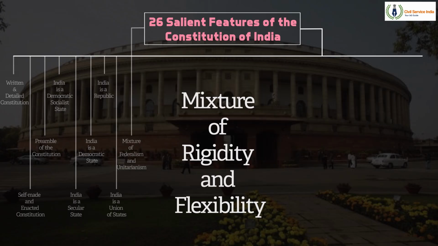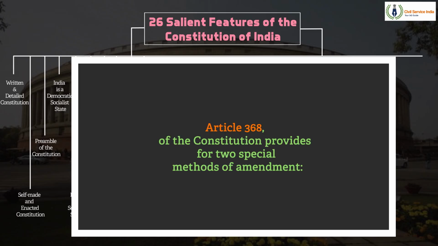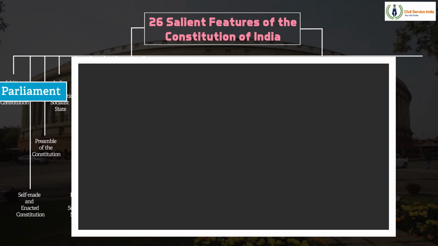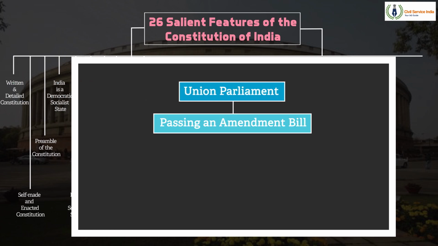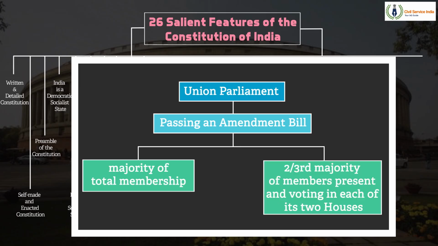Mixture of rigidity and flexibility. The Constitution of India is rigid in parts. Some of its provisions can be amended with difficulty while others can be amended very easily. In some cases, the Union Parliament can amend some parts of the Constitution by passing a simple law. Article 368 of the Constitution provides for two special methods of amendment. Most of the provisions of the Constitution can be amended by the Union Parliament by passing an amendment bill by a majority of total membership and 2/3 majority of members present and voting in each of its two houses.